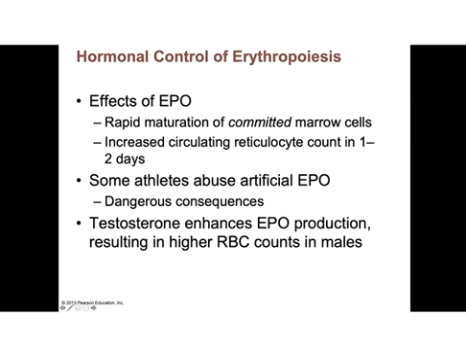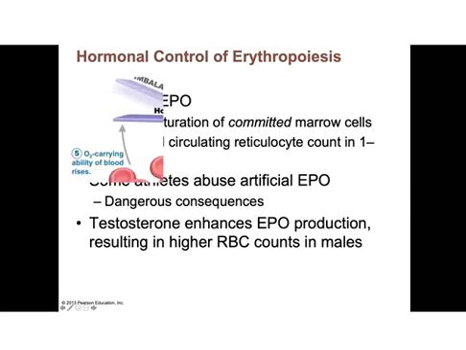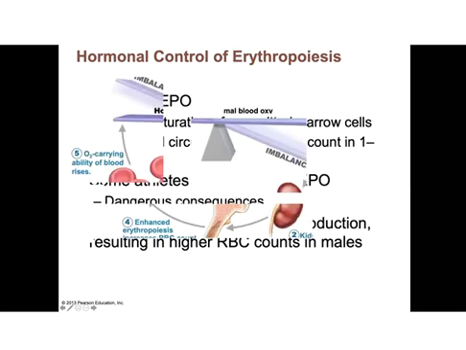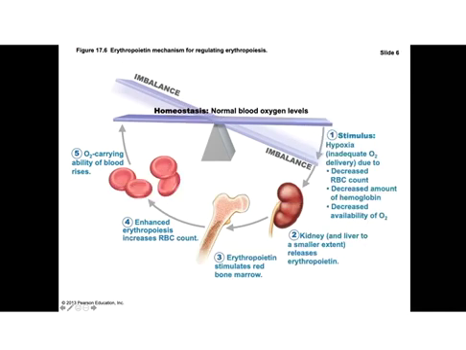Testosterone enhances erythropoietin production, and that's why the male has a higher crit. Okay, so here's how it works. Hypoxia causes decreased red count, decreased oxygen, decreased hemoglobin. The kidney picks this up, kicks out EPO, goes into blood to the red marrow. Here we're showing you a proximal femur, and then the red cell count goes up because the red cell production goes up, and now we're back where we need to be.